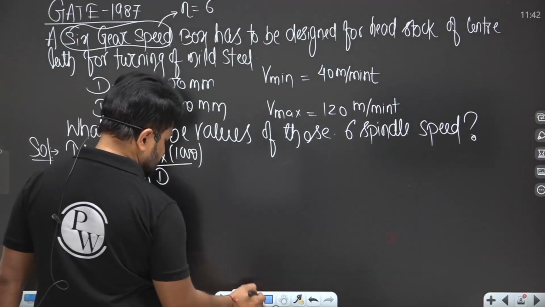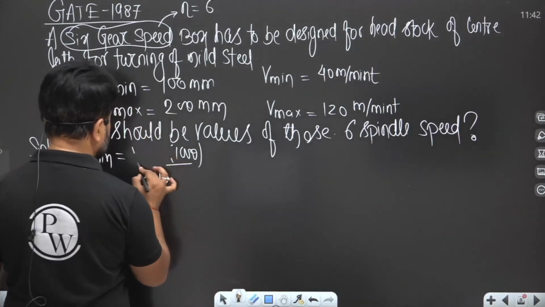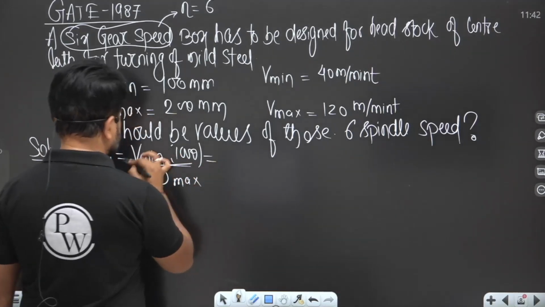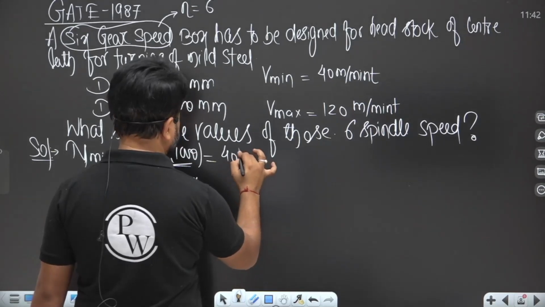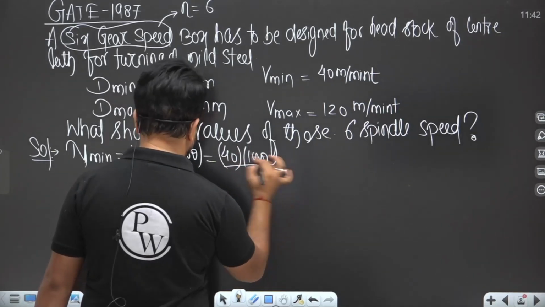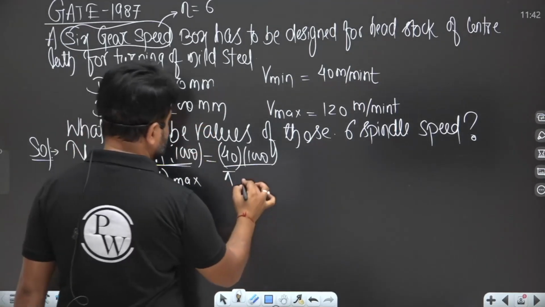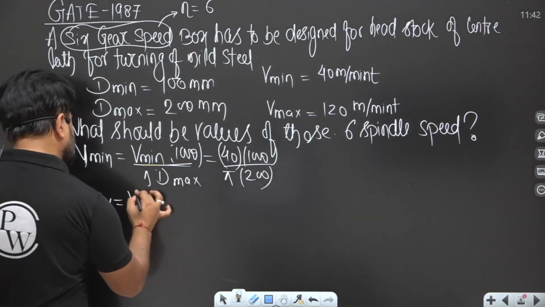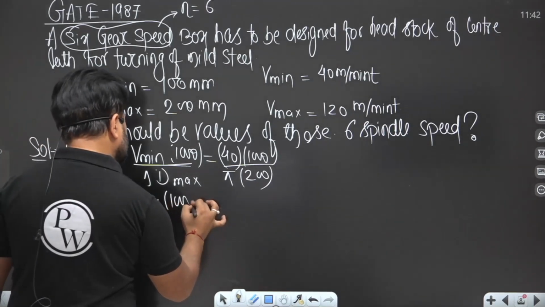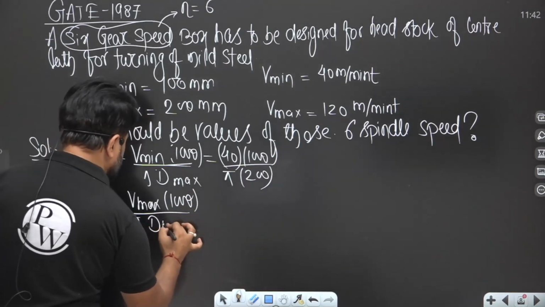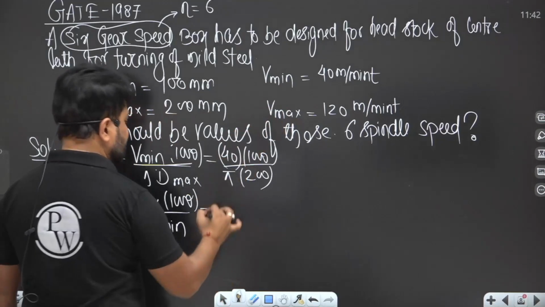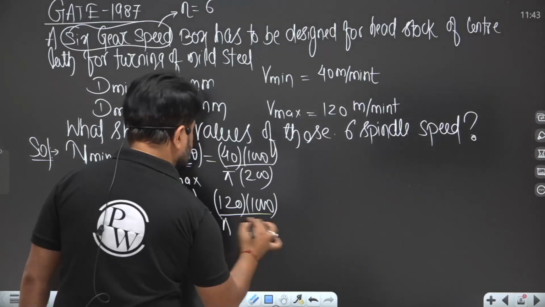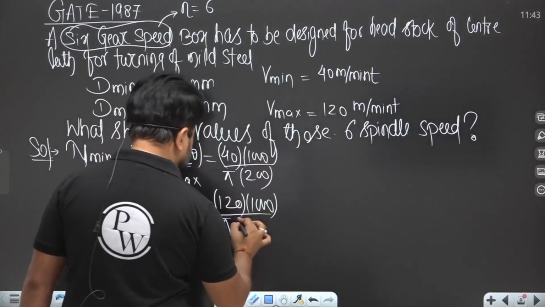Here it is Vmin and Dmax. So what is N minimum? That is 40 into 1000 divided by pi Dmax, that is 200. What will be Nmax? That is Vmax into 1000 divided by pi Dmin. Vmax is 120, and Dmin is 100.